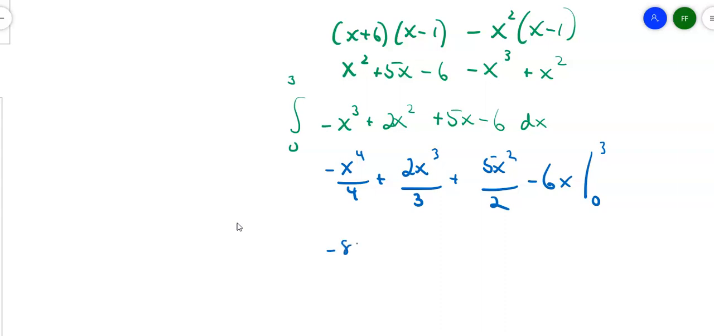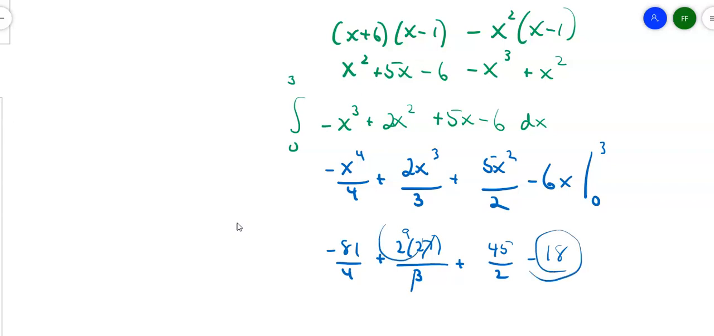So this gives me a negative 81 over 4 plus 2 times 27 over 3. Oh, that's hopeful. Plus 5 times 9 is 45 minus 18. All right, if you combine this, let's see, 27 over 3 is just 9. Oh, look at that. This over here is 18. This over here is negative 18.